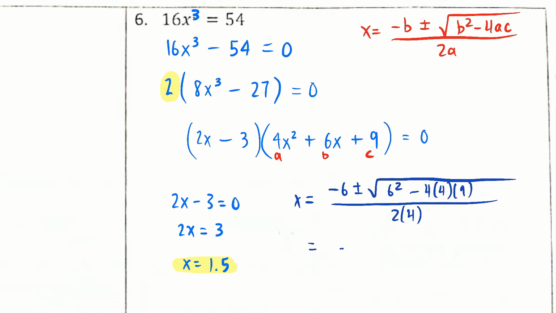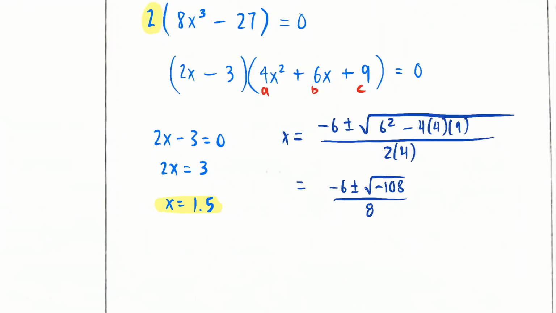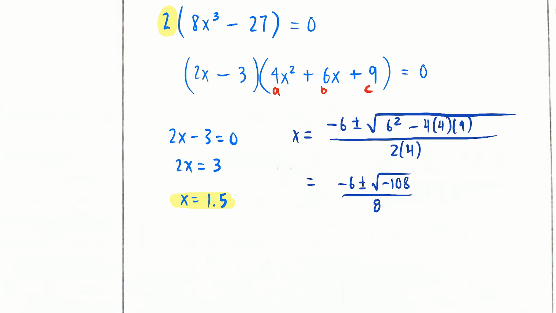So here we go. We got negative 6 plus or minus. You need to simplify what's inside the radical. Well, that's negative 108. Negative 108. And on the bottom, you got 8. So let's see if we can break down negative 108. 108 divided by 2 is 54. So don't try a perfect square above 54. 49 won't go into it. 36, hey, there it is. 36 goes in there 3 times.